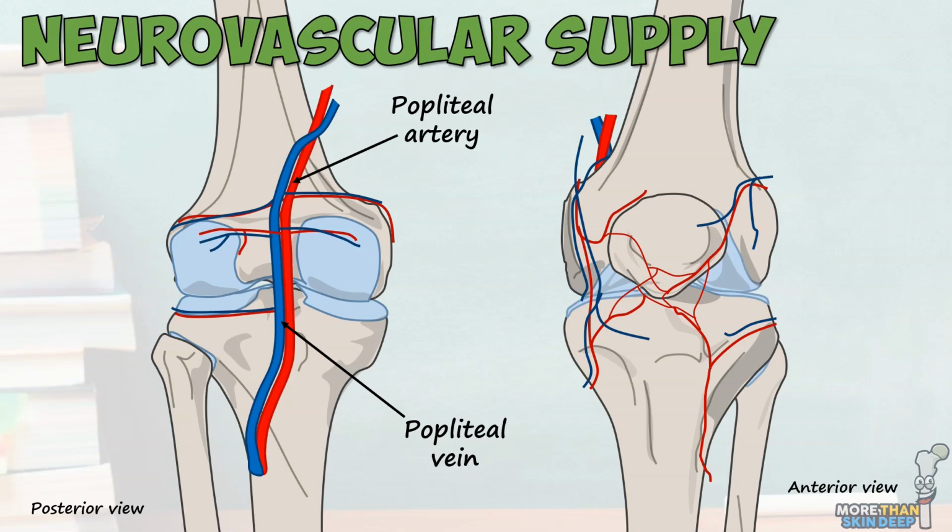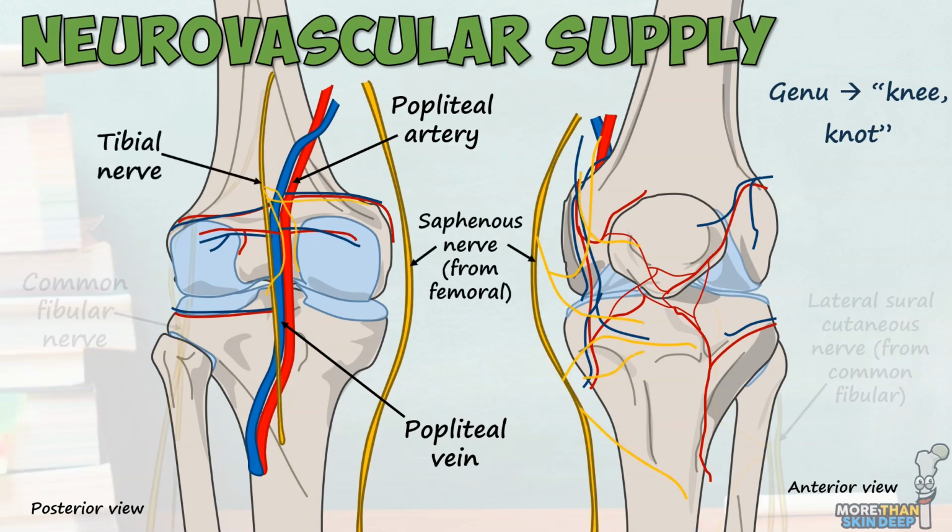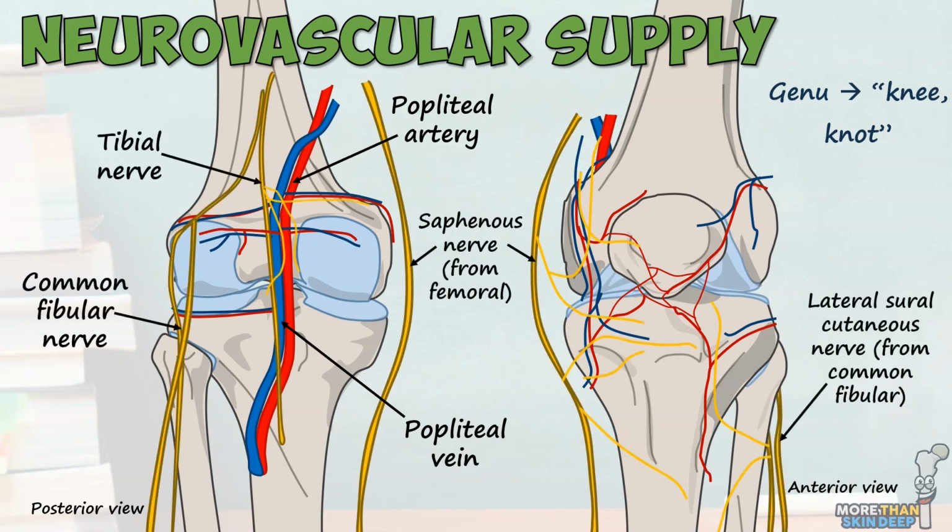Arteries and veins supplying the knee joint are referred to as geniculate structures, which comes from the Latin word genu for knee. This probably itself originates from the word geniculatus, which means having knots or knotted. Nervous supply to the knee comes from the femoral, tibial and common fibular nerves, which also supply the muscles in this region.